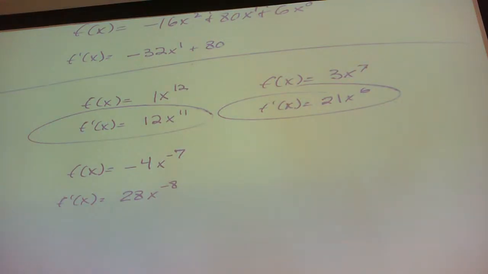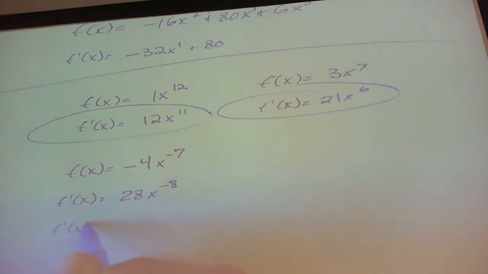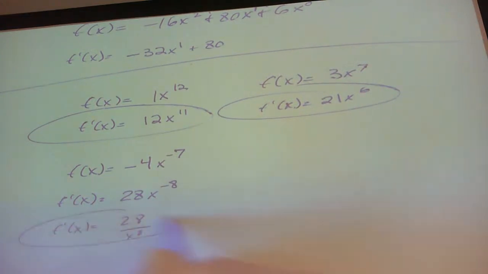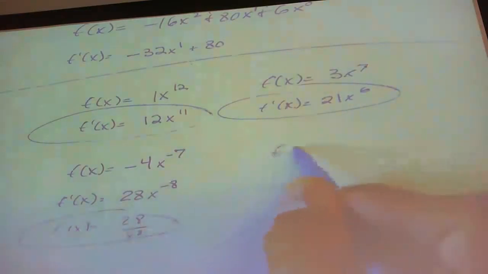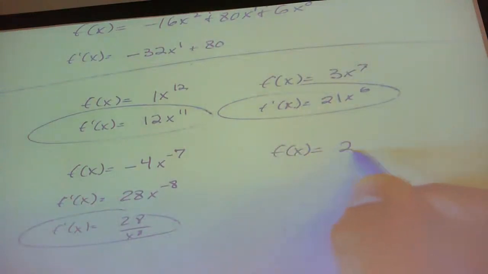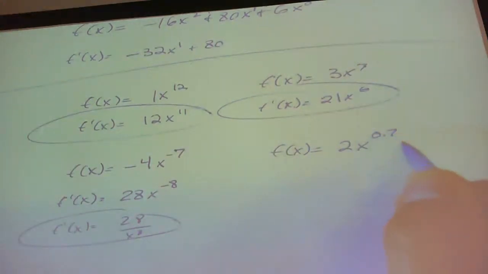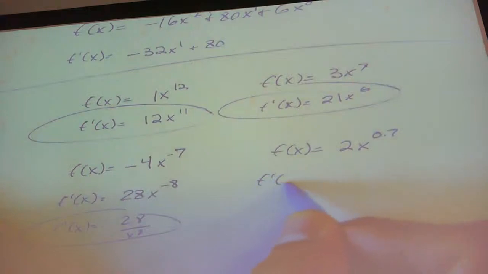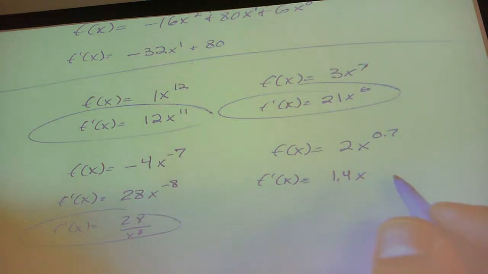It's not anything to do with calculus. And then if it was me, I always rewrite negative exponents to positive exponents. Move it to the bottom. Okay, what if I had 2x to the 0.7? Oh no, it's a decimal. Does it matter? No. So this would be 2 times 0.7 is 1.4. Subtract 1, be careful. What's 0.7 minus 1? Do you need your calculator for that? What? What? 0.7 minus 1.